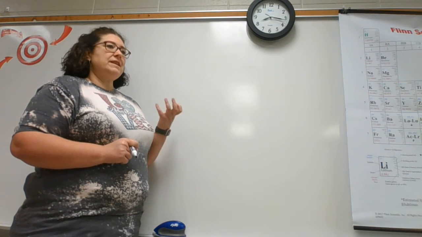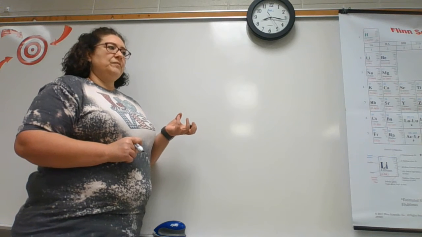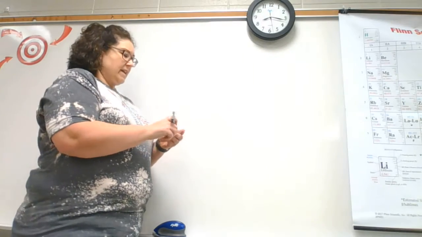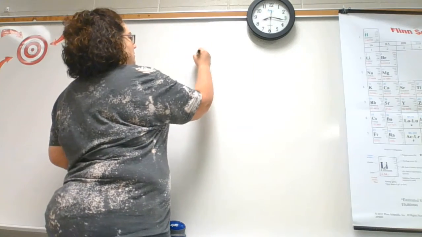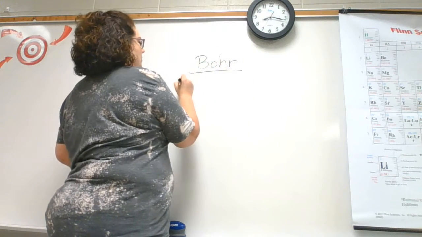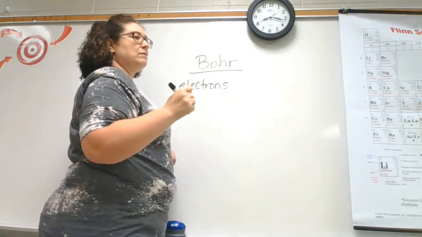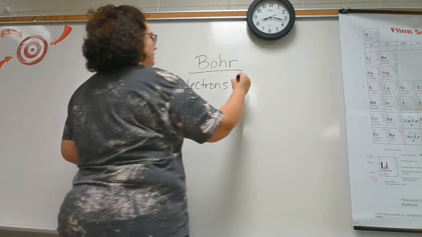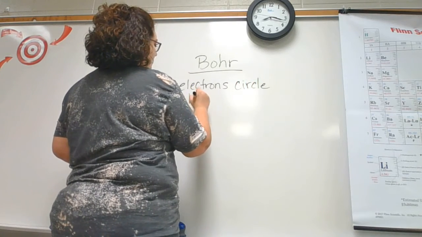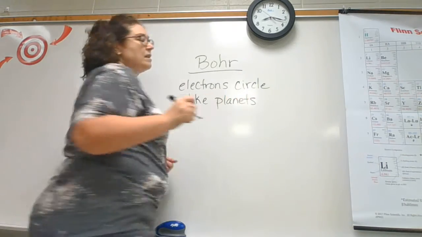And what the Bohr model is, it's named after this man. His last name was Bohr, B-O-H-R, and he thought that electrons circle the nucleus of the atom kind of like planets. Okay, so that's kind of what the Bohr model looks like.